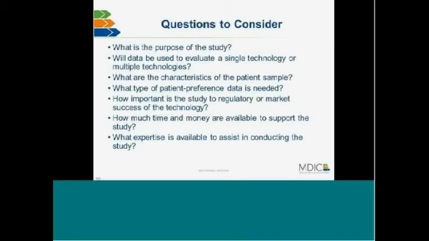Patient sample we've talked about before. Do you want to have the patients for whom this will be indicated today? Do you want to include patients for whom this might be indicated in the future? Do you need to oversample subpopulations that are of particular interest but who may be a relatively small portion of the patient population? What type of data are needed? How important is the study? For whatever purposes you're doing the study, how important is this component to your whole package of evidence? And then the practical questions of how much time do you have?